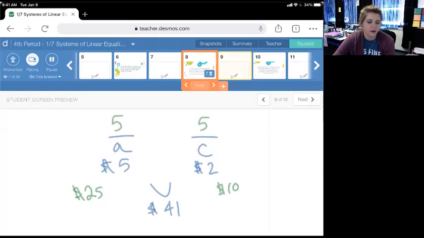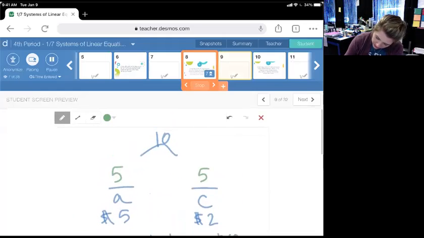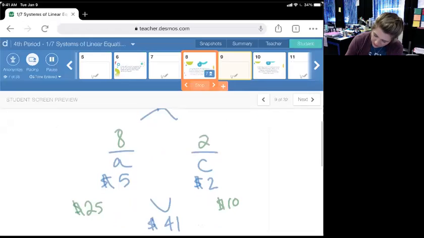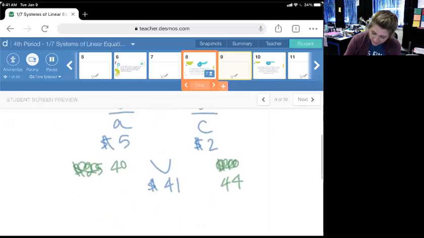All right, good. Okay, so I see somebody with this one. So I'm going to go ahead and show this one. They said 8 tickets. So if I did 8 tickets here, then that means I'd have to have 2 kids over here. So 8 times 5 is 40. And 2 times 2 is 4. So it wouldn't be 8 because that would end up being 44.